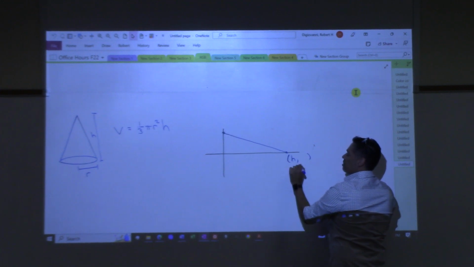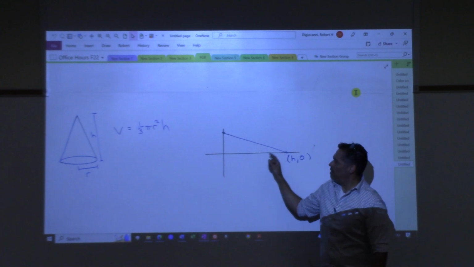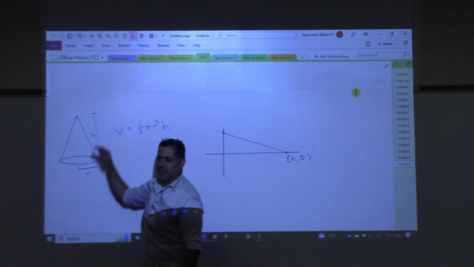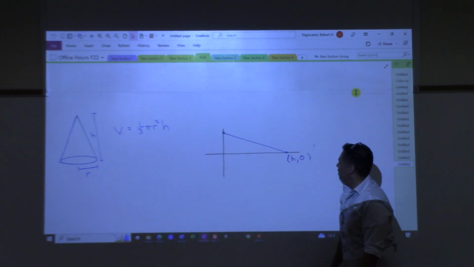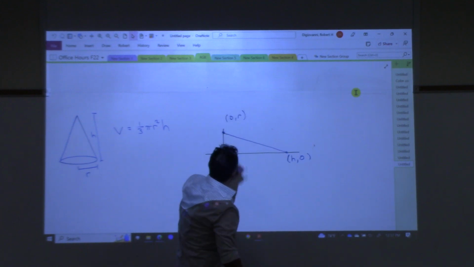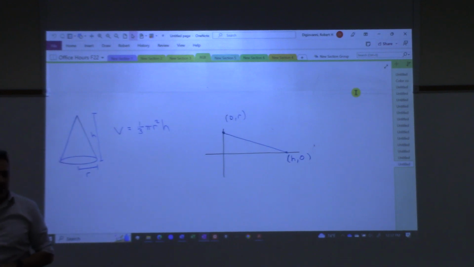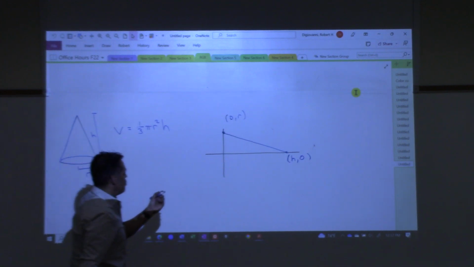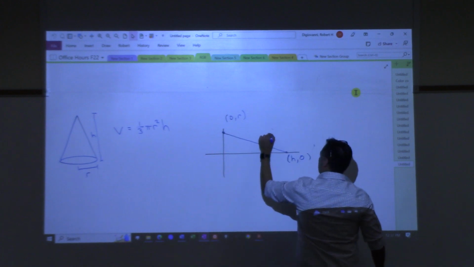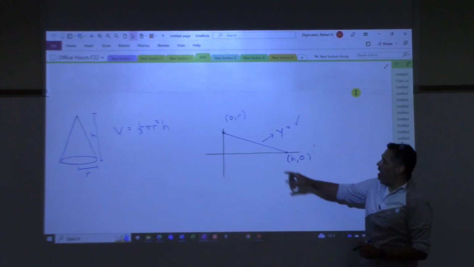That's (h, 0), right? Because the distance from here to here, that's the distance from here to here. That's (h, 0). And then what's this point right here? (0, r). And if you have 2 points, can you find the equation of the line between 2 points? Yes. Doing a little bit of algebra, you'll be able to tell me exactly what that is, and then you will have the top function.